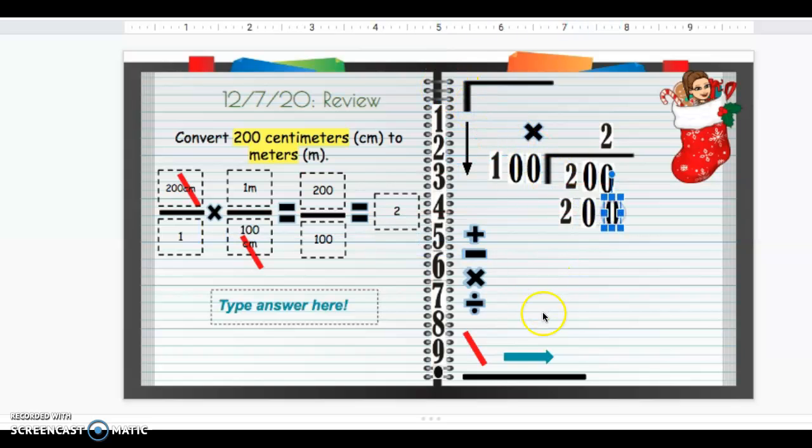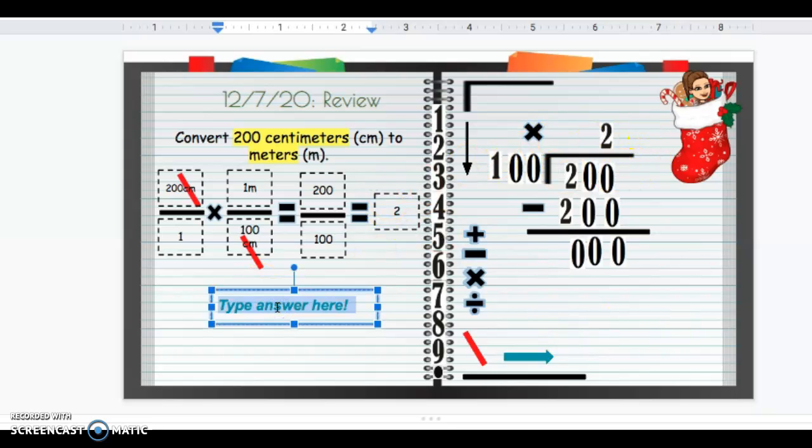And then when you subtract that out, 0 minus 0 is 0. 0 minus 0 is 0. And then 2 minus 2 is 0. So your answer would be 0 across the board. So your answer is 2.